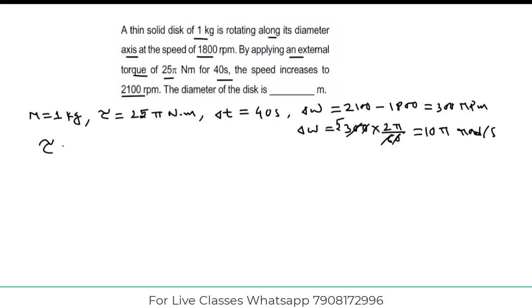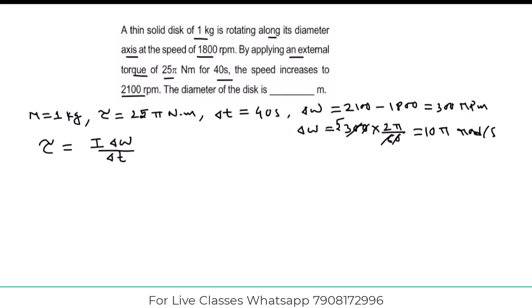torque is equal to rate of change of angular momentum. Now, angular momentum is I omega. So, change in angular momentum is I into delta omega. I omega 2 minus I omega 1, that is I into delta omega. This is the change in angular momentum, and the rate of change of angular momentum is I delta omega by delta t.